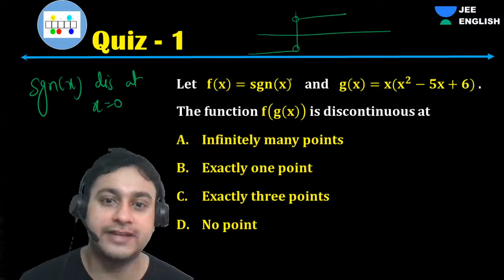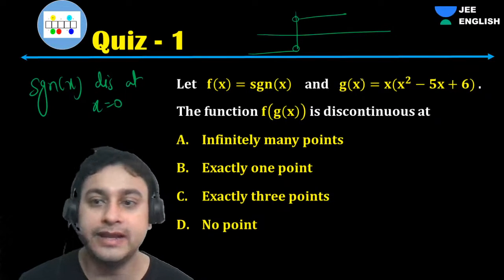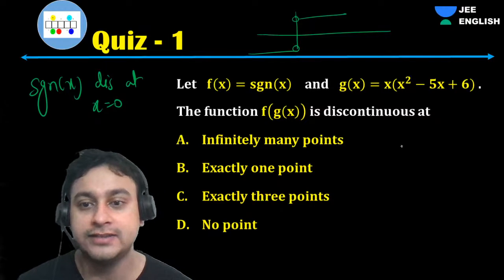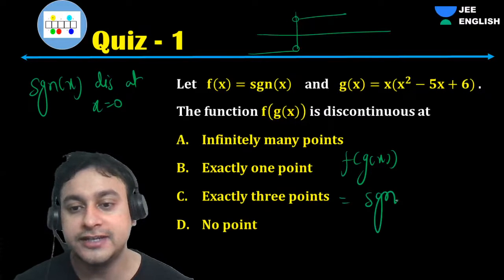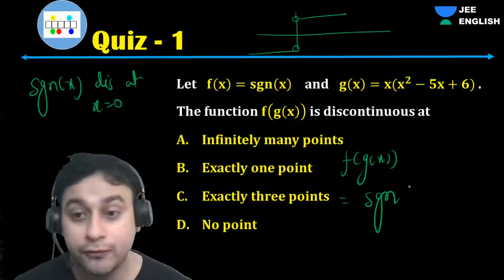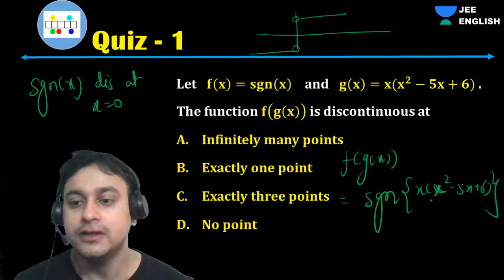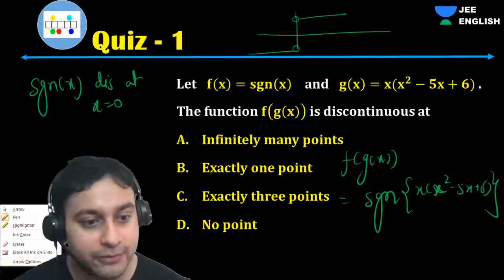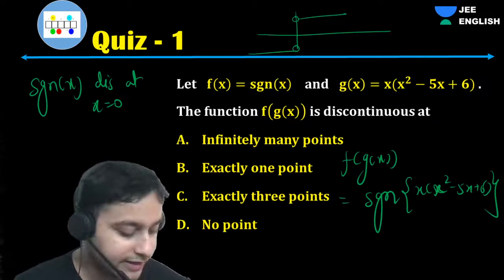Now f of g of x, that is a composition function, right? So we will bring in g of x in place of x. So f of g of x has to be signum of x into (x square minus 5x plus 6), right? Signum of something was discontinuous when something was 0. Treat that whole thing as something.